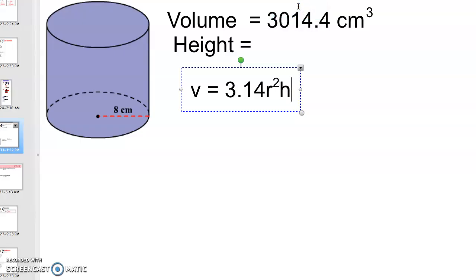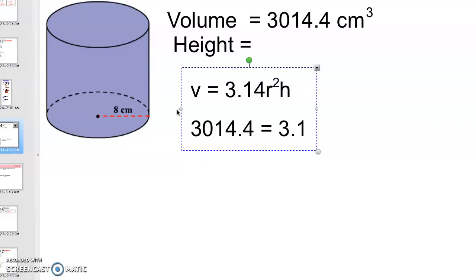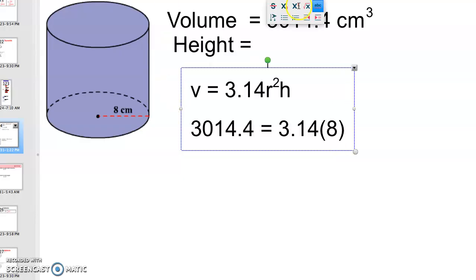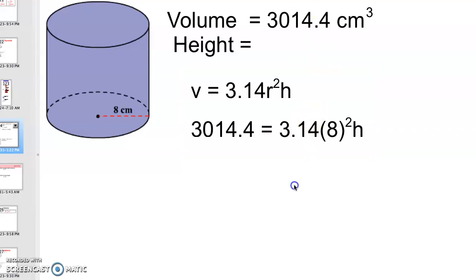Okay. Step 2, we have to substitute in our values that are given. So the volume is 3,014 and 4/10. The radius is 8. Okay, don't forget to square it. The height, that's what's missing. So see here, it's asking for the height. That's what we don't know. So we're just going to plug in h for height, and that's going to be our variable that we're solving for.